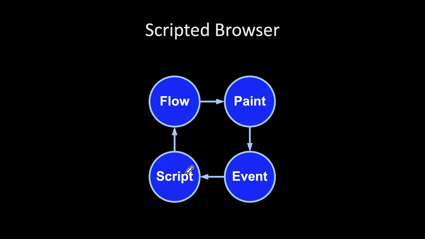So we could have lots of scripts linked to lots of different types of events in our code. And every time a particular event happens, then our piece of script code will execute and potentially change the DOM. It could as well make an HTTP call to a web API and retrieve some data, and then maybe use that data to update the DOM in some way.